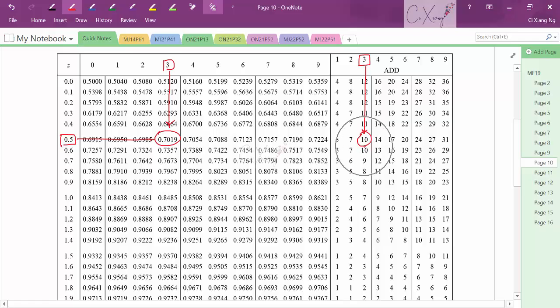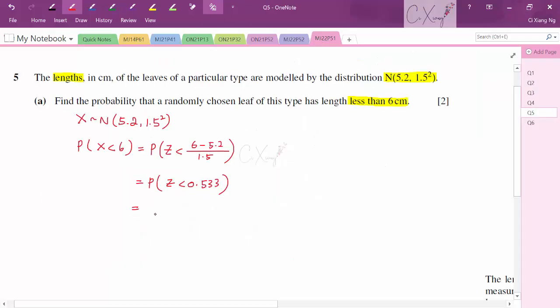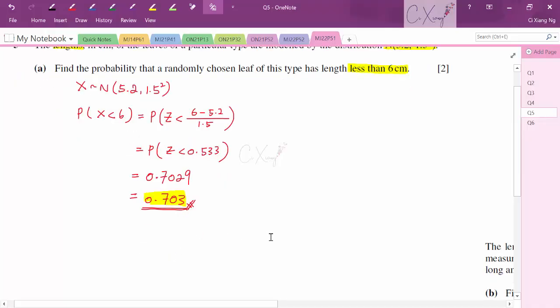So look for the 3, and what is the value that you have to add? You have to add the 10 to the last 2 digits of this value. So when you add 10 to the last 2 digits, it will become 0.7029. Therefore, your answer here will be 0.7029, and you can change it to 3 significant figures, where it is 0.703. So this is how we solve part A for question number 5. Then now we continue to part B.